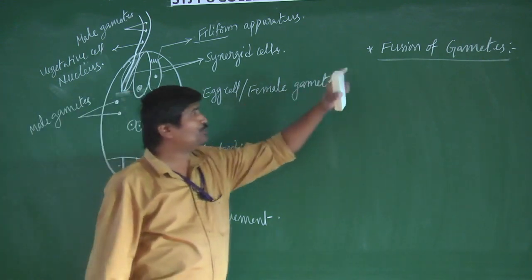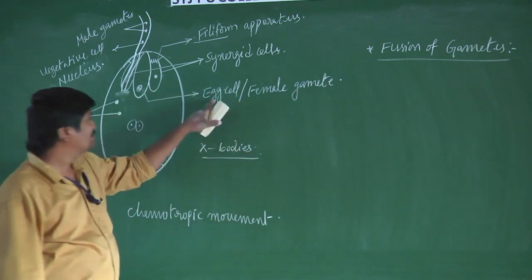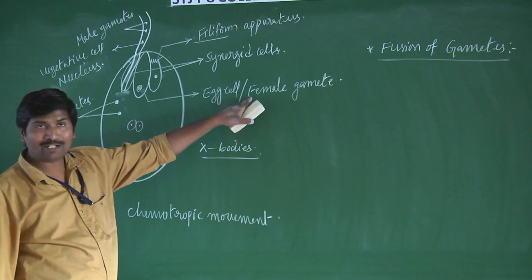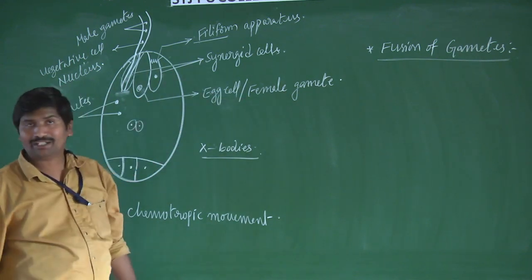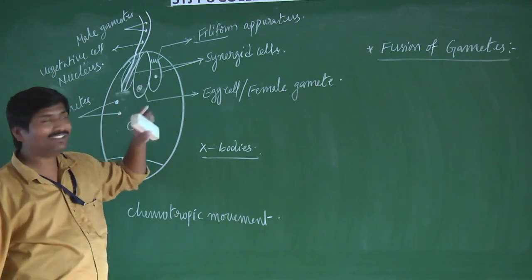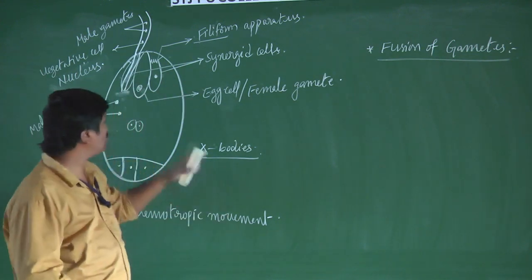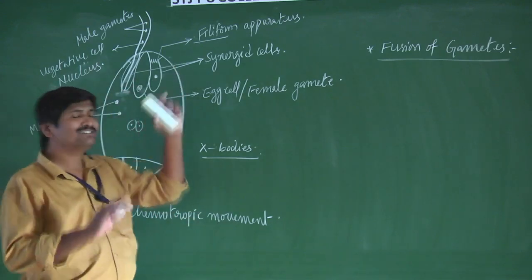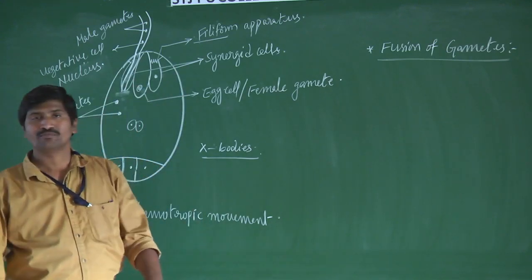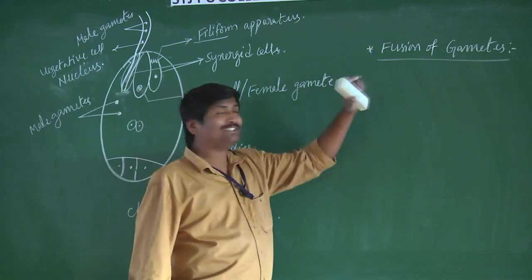Okay, so the fusion of gametes. The egg cell, or female gamete, is present in the egg apparatus. It is one of the largest cells in the egg apparatus. It is located in the central portion of the egg apparatus. On either side, synergid cells are there. Now, the fusion of the gametes.